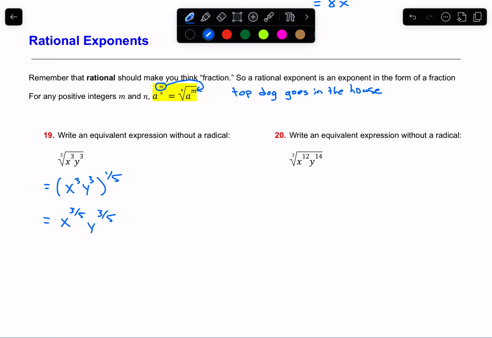For number 20, we're going to do the same idea. We have the cubed root of x to the 12th, y to the 14th. This is going to be x to the 12 over 3 times y to the 14 over 3, where we can simplify 12 over 3 to be x to the 4th. And 14 over 3, we can actually just leave as it is, as y to the 14 over 3. If we wanted to, we could simplify 14 over 3 to be a mixed number, but at this point in time, we don't need to.